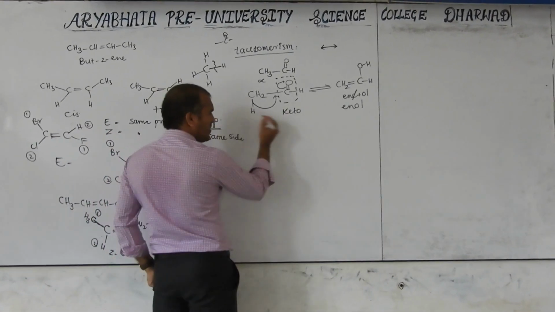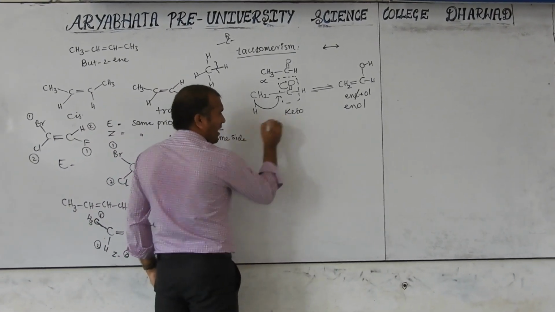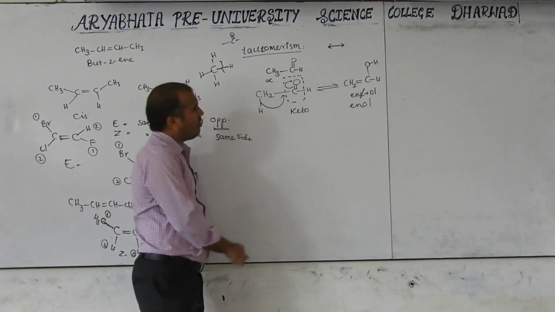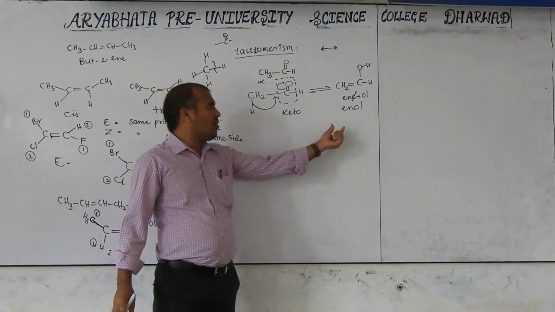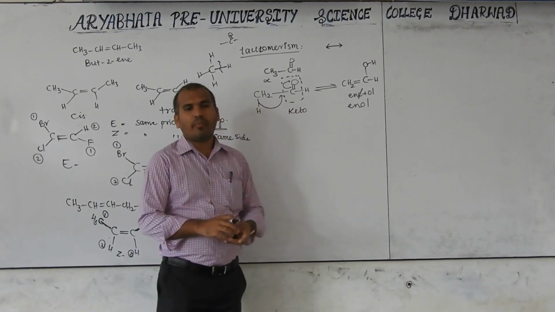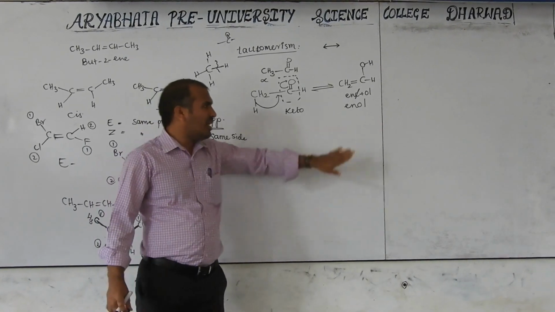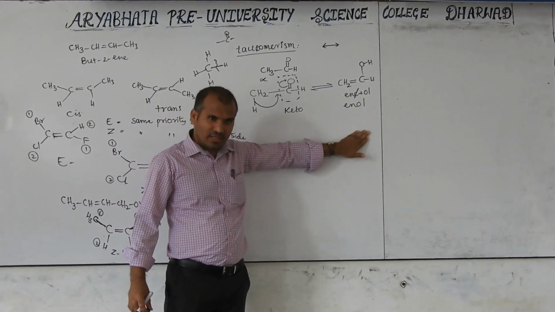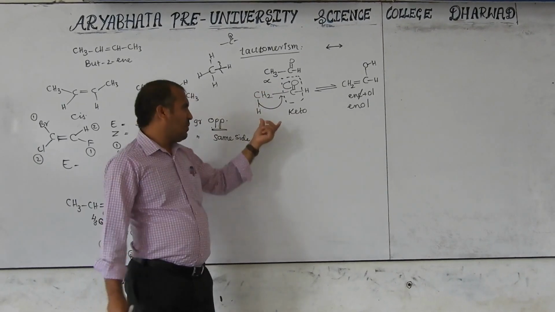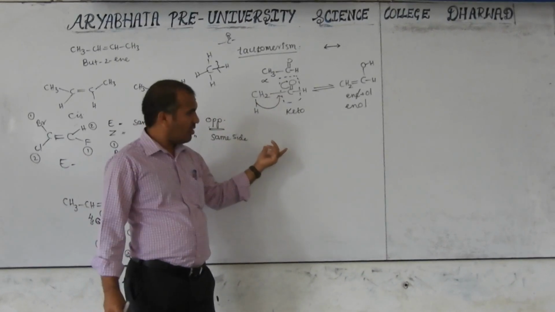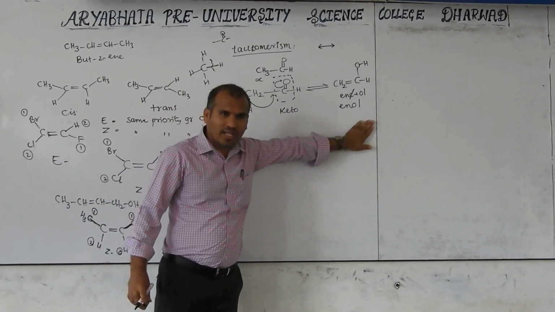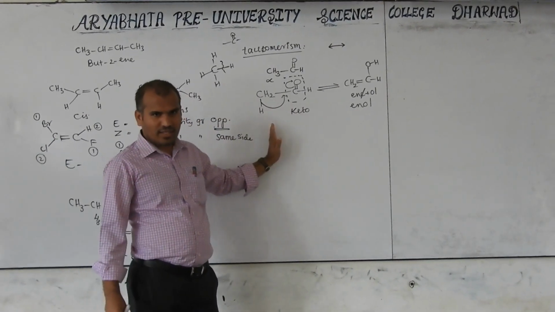Now, this is not acid. Compare with this. This is more. What do you call it? More acid. Compare with the pK value. This pK value is less. Lower the pK value, more acid. Its pK value is less, lower pK value more acidic. It is more acidic. It is less acidic.